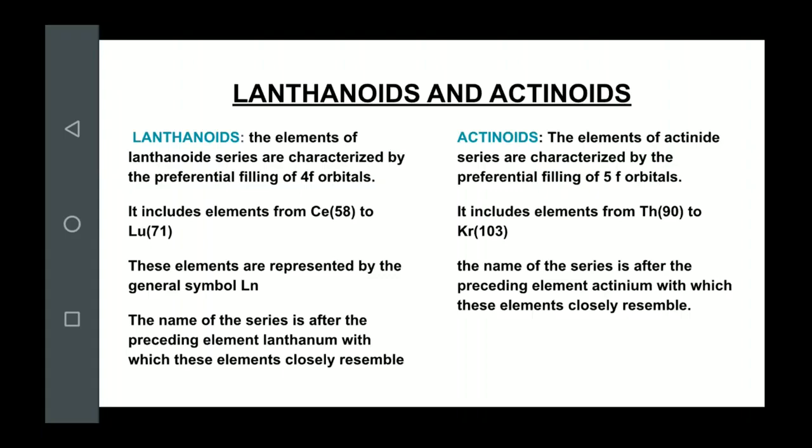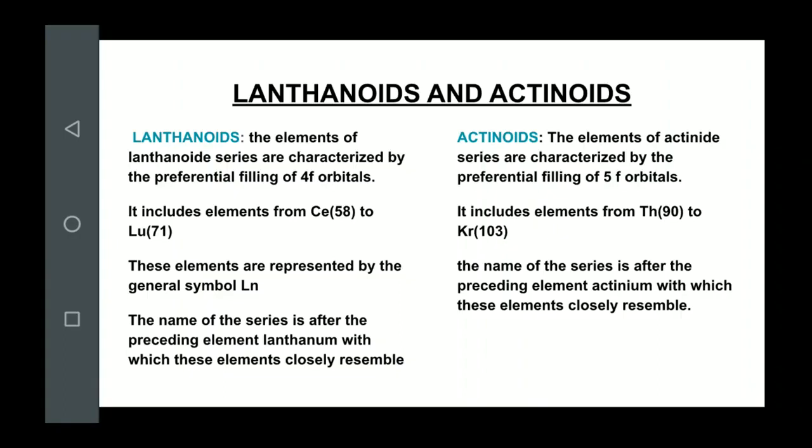Altogether, these lanthanoids can be represented by a general symbol, capital L small n, that is Ln. The name of the series is after the preceding element lanthanum, with which these elements closely resemble. We know that all the lanthanoids exhibit similar physical and chemical properties to lanthanum. That is why they have been given the name lanthanoids.